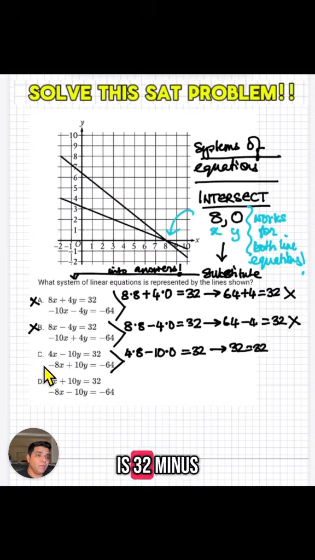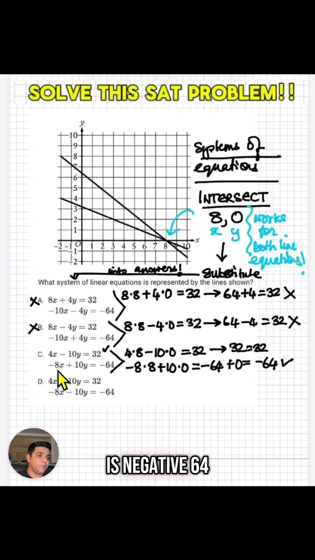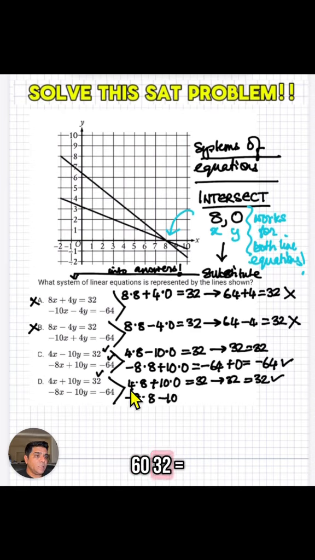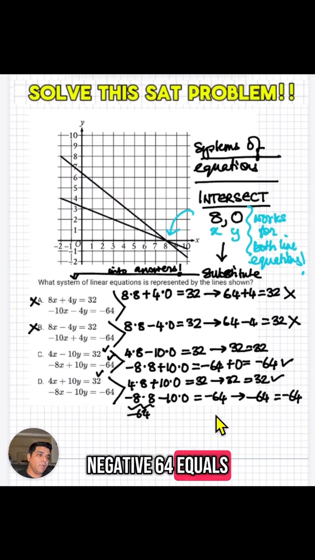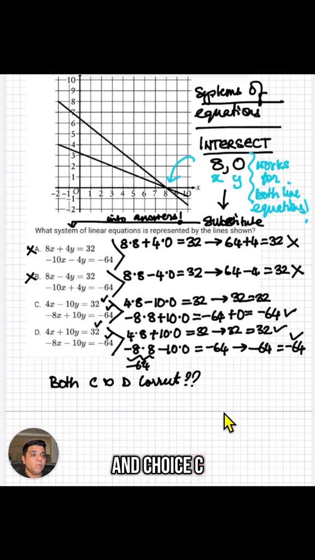8 times 4 is 32, minus 10 times 0.8 is 0, equals 32. That works. In the second equation, negative 8 times 8 is negative 64, equals negative 64. That works as well, so C works. D also works: 32 equals 32, and negative 8 times 8 is negative 64, equals negative 64. Now we have a problem: both choice D and choice C work when we substitute.